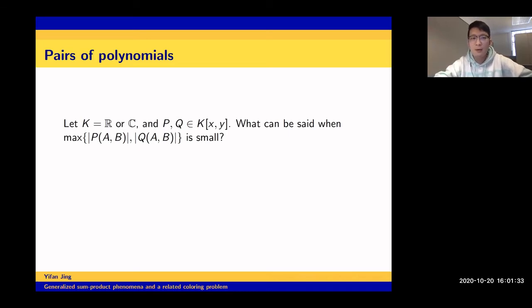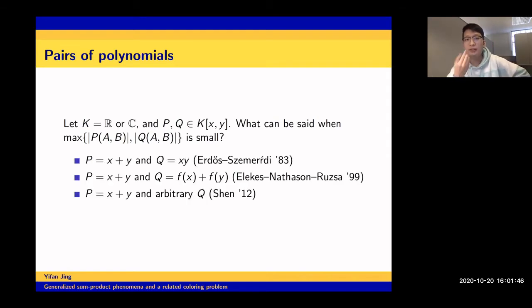So we may guess in this case, A and B should be either additive simultaneously or both multiplicative form. So this is our guess. And actually, this problem is well studied before. You can see that Erdős and Szemerédi studied x plus y and x times y in their sum-product estimates. And later, Elekes, Nathanson, and Ruzsa studied the case when P is x plus y and Q is f(x) plus f(y). So Q is essentially a sum of two one-variable polynomials.